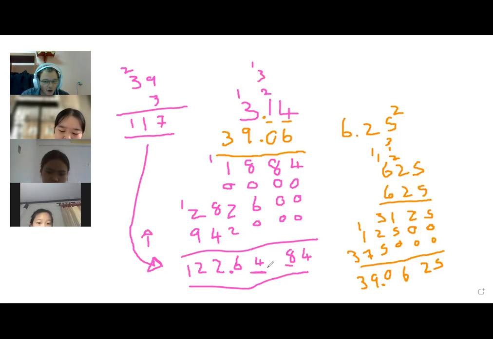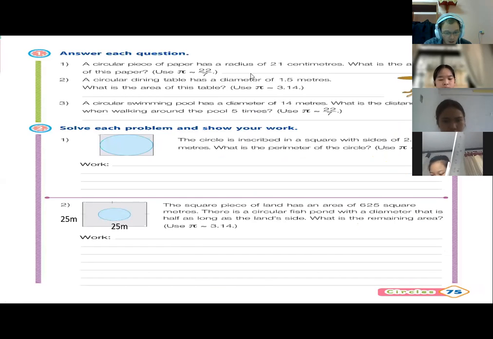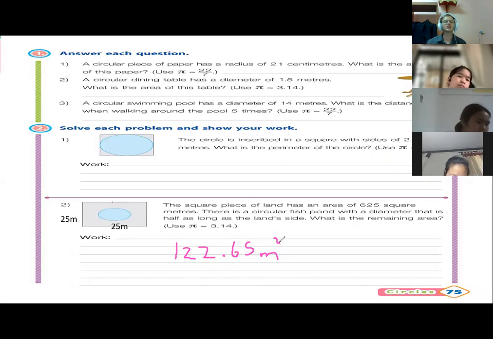So we look at the 4 and the 1 next to it. This one is an 8. It's higher than 5. So we round up. So this becomes 122.65. Now we go back. Our answer is 122.65 meters squared. Now we are not finished with our calculation yet.